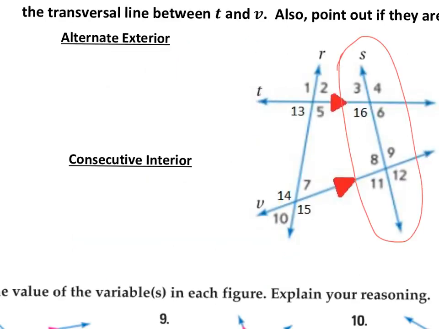So to start off, let's identify my interior and exterior angles. Your interior angles fall in between lines T and V because you're between two lines. You can think of it like that. So 16 and 6, 8 and 9, those are interior. So 3, 4, 11, and 12 are exterior. So my alternate exterior would be jumping across the transversal. So 3 and 12 and 4 and 11.